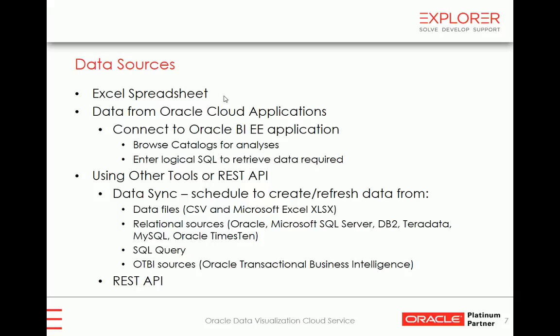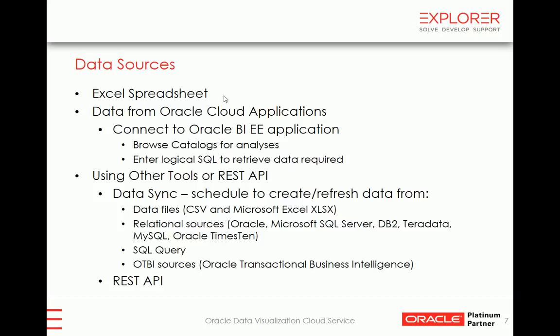The data sources that are available can be from an Excel spreadsheet, or you can take data from another Oracle Cloud application. So you would connect to your Oracle BI application. You'd then browse through the catalogues within that application to extract the analysis that you wanted to use, or alternatively you could enter the SQL directly to retrieve the data that you require.